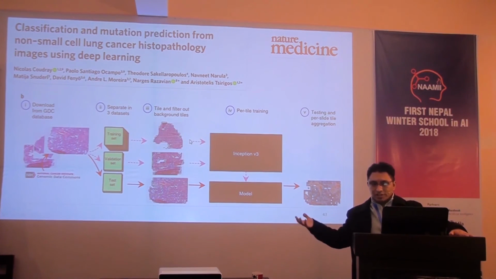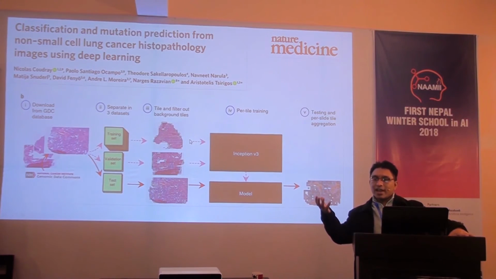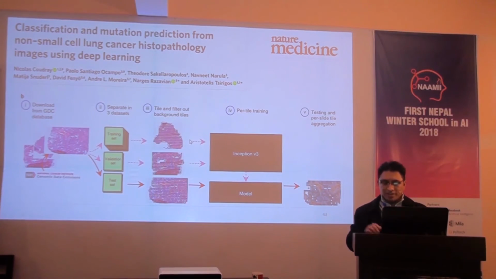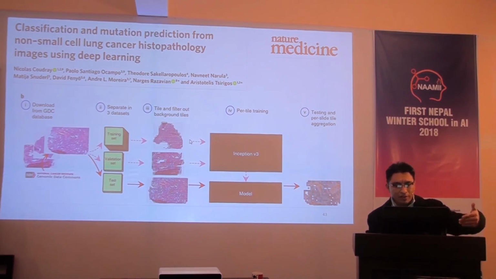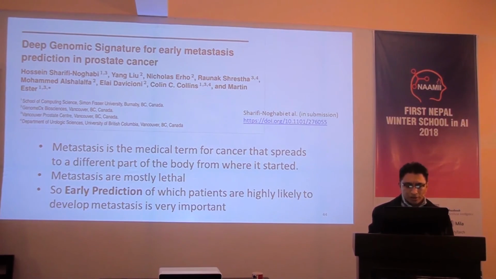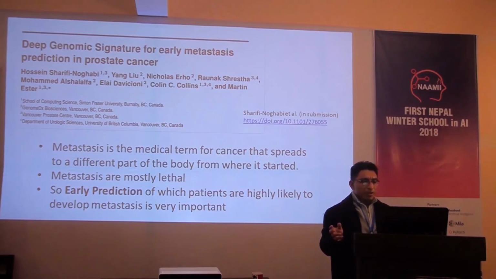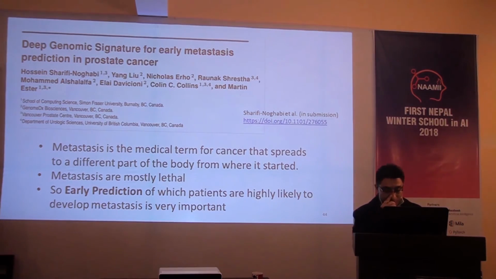So the question that they're trying to address is, looking at the images or looking at the genomic information, can they predict what kind of data, what different kinds of cancers they have. So this is another interesting problem. So I will just introduce a last problem here, which is from my own lab.